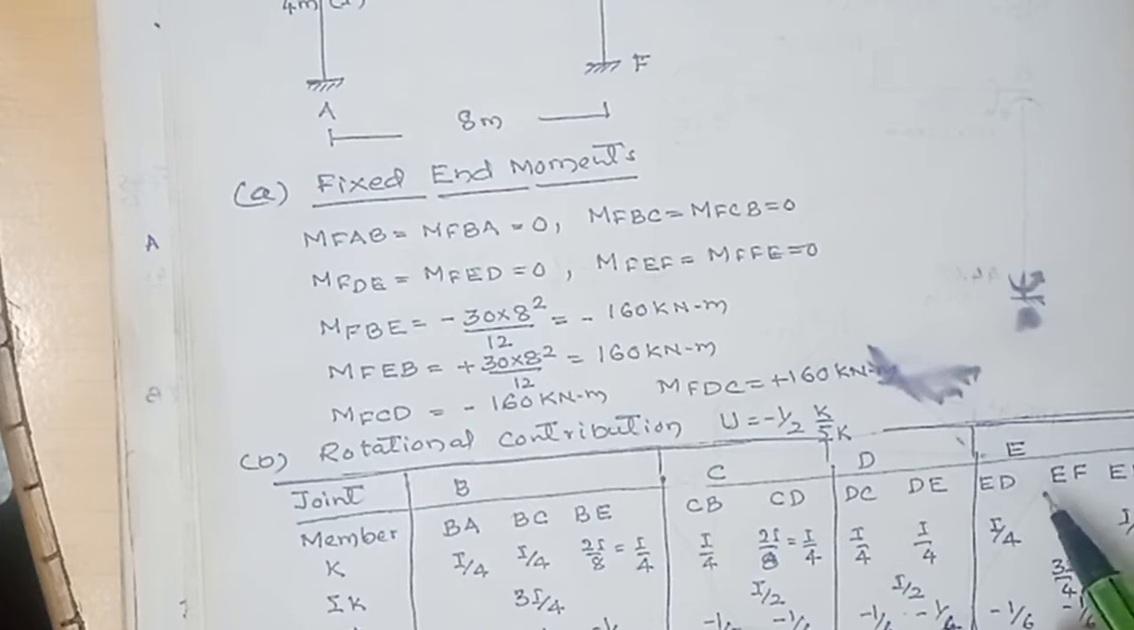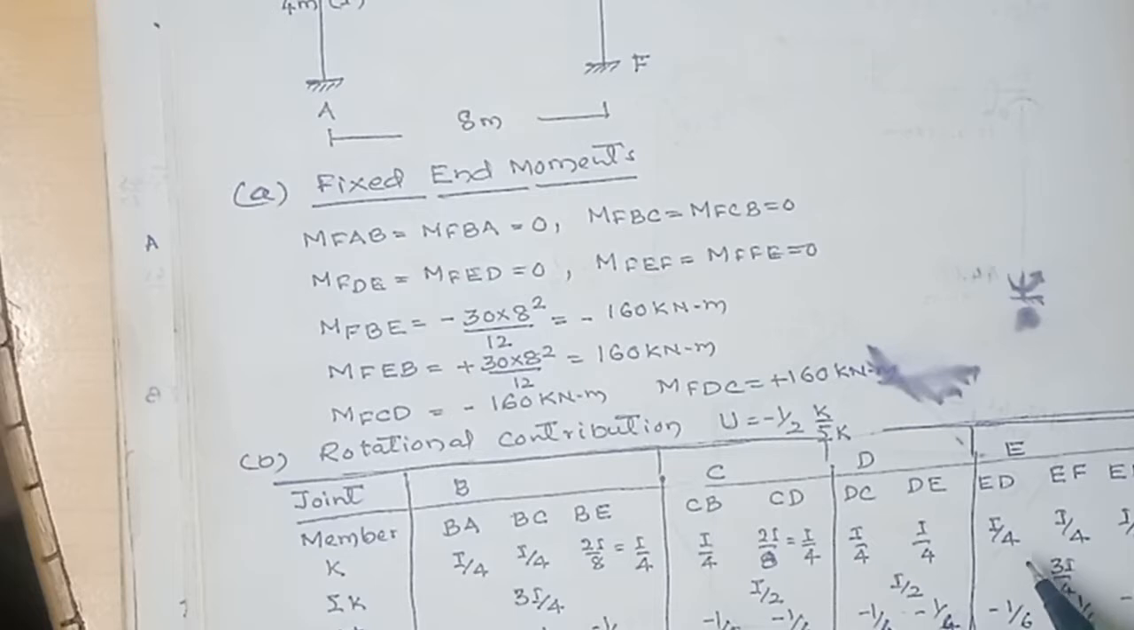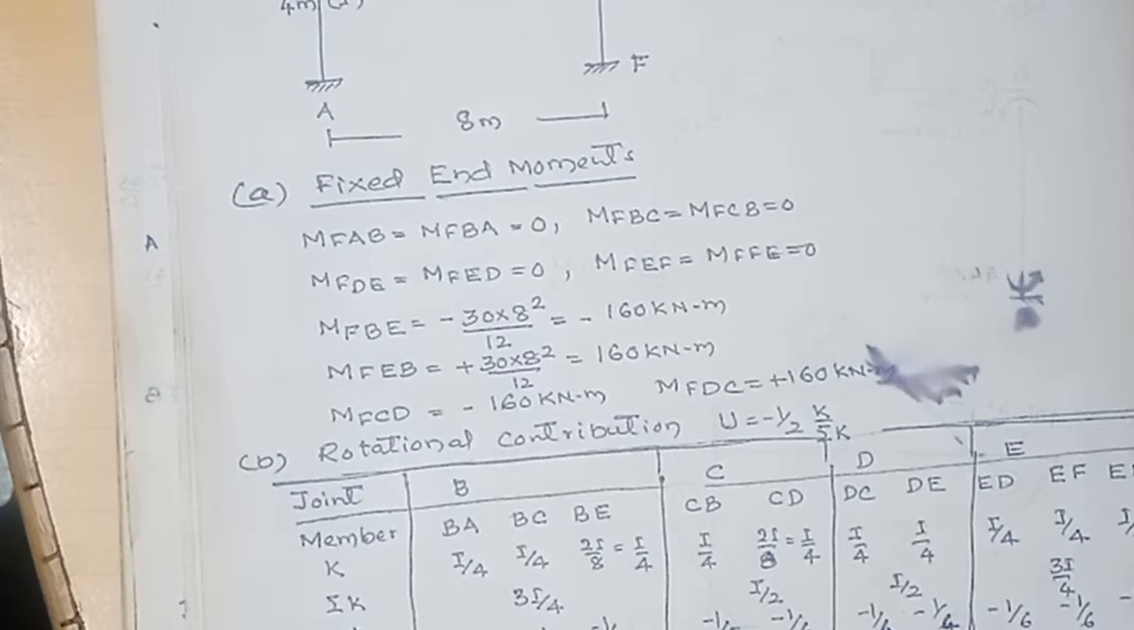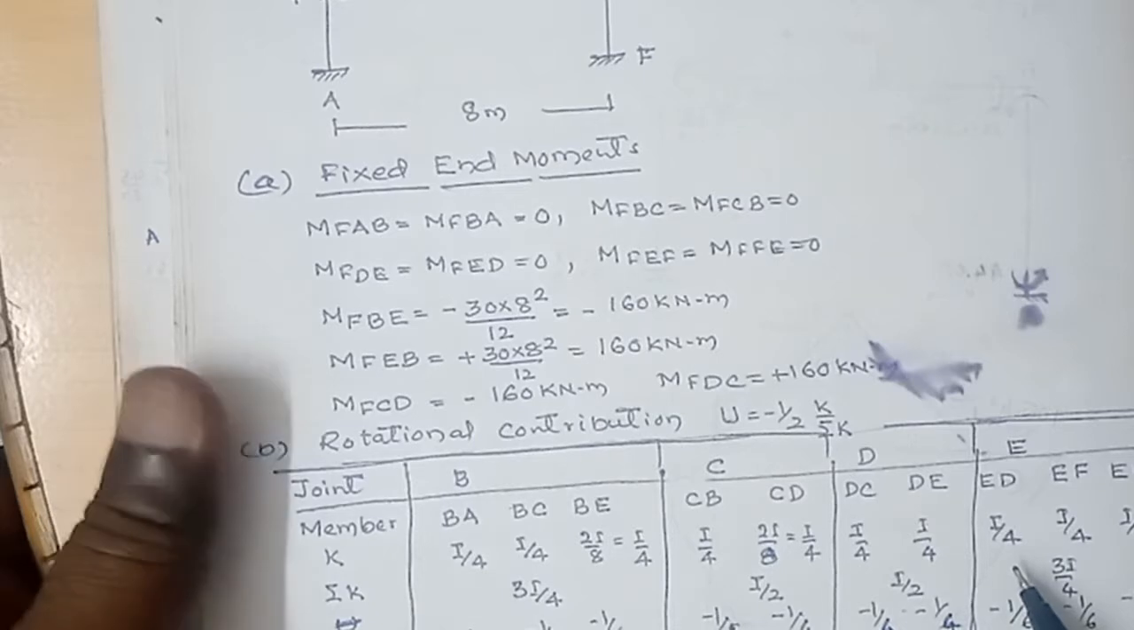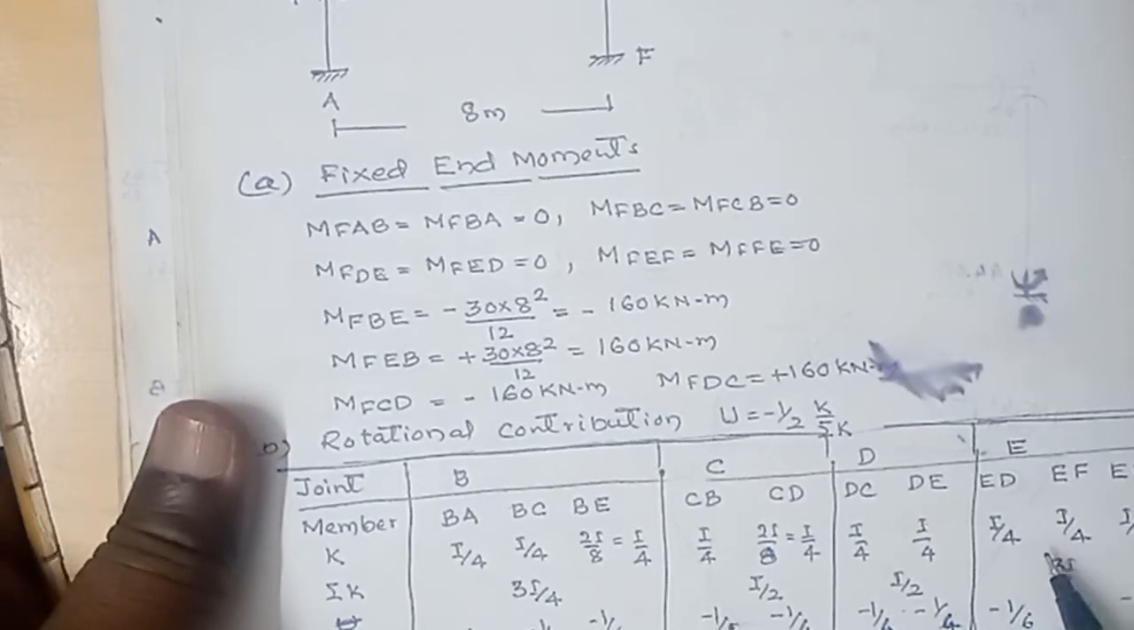At the last joint E, three members are connected: ED, EF, EB. For the vertical members, moment of inertia is I and length is 4 meter. Hence, K equals I by 4 for the vertical members ED and EF. For the horizontal member, the length is 8 meter and moment of inertia is 2I. Hence, 2I by 8, that equals I by 4. Then, summation is I by 4 plus I by 4 plus I by 4, that is 3 times I by 4.